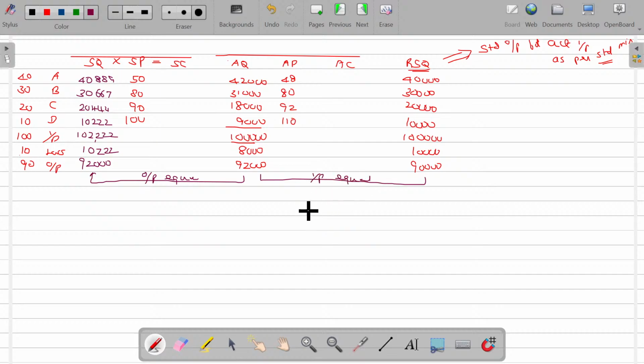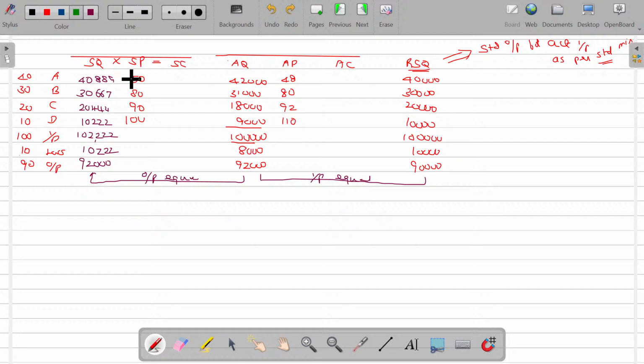For the actual input, as per the standard mix, if I introduce, what could be the standard output? That will be the RSQ. So it is better to complete this particular column also, so that you can simply copy and paste the calculations for the others. Very easy. Without this one also you can proceed, but if you do so, it will be comfortable for you to calculate later on.